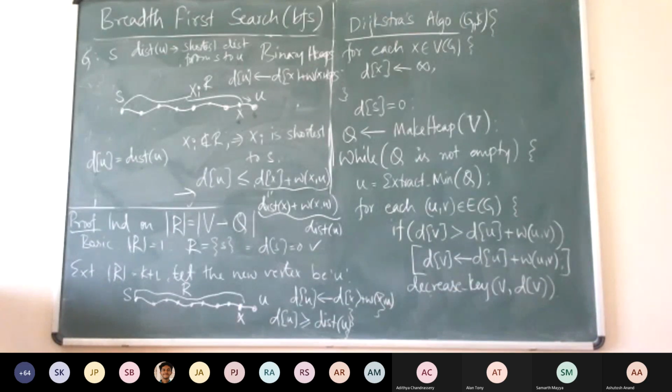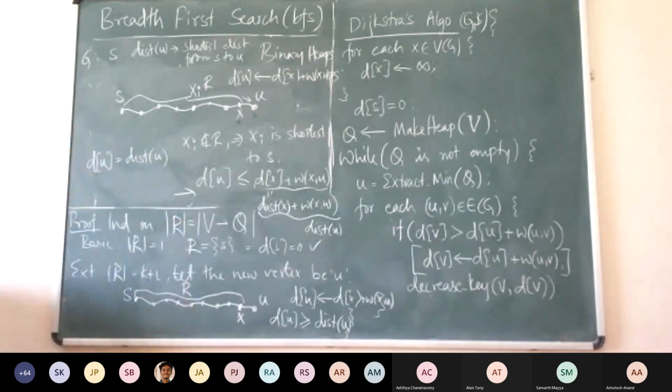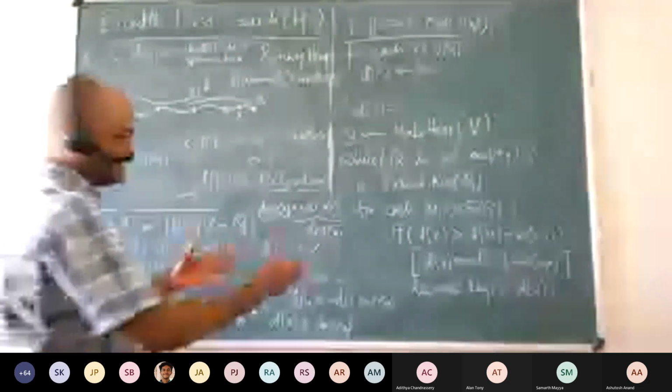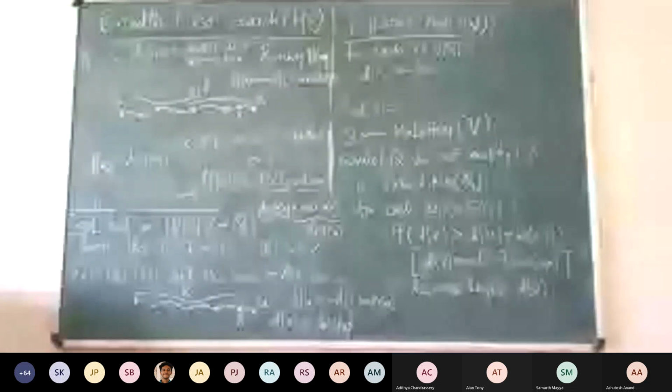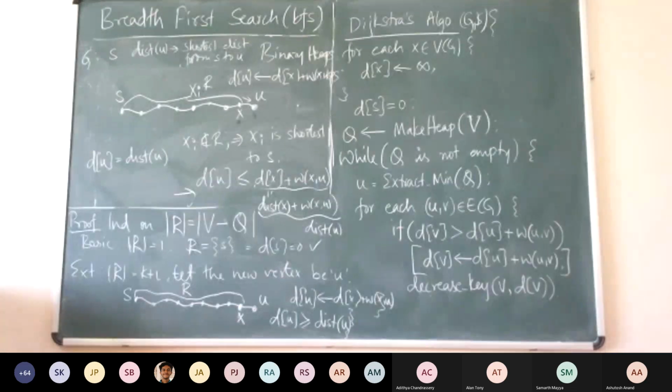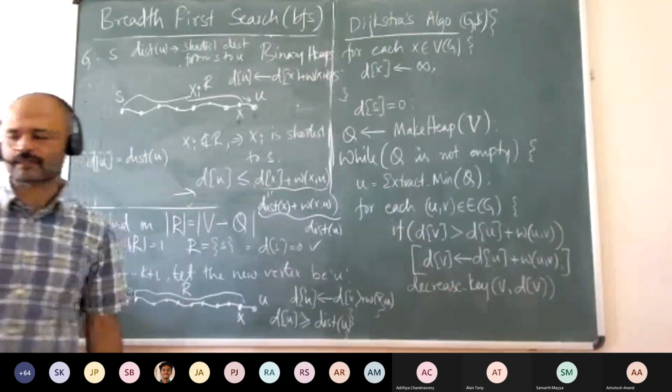Any doubts with this? This is very important. We are going to do such proofs. This kind of proof will become very common, especially in greedy algorithms. In fact, this is a greedy algorithm. We are simply blindly choosing some vertex which is closest to us and hoping that it will work. But as we showed in the proof, it indeed works.